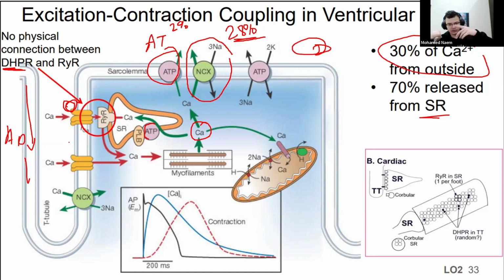Is it really clear now, or do you want me to repeat again the whole interaction between the phospholambin and the circuit? 100%. Okay, you guys are saying that's clear.